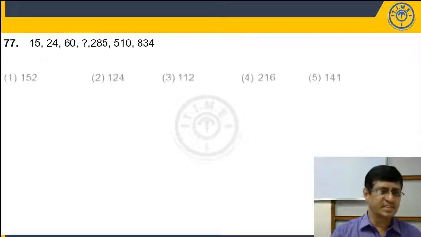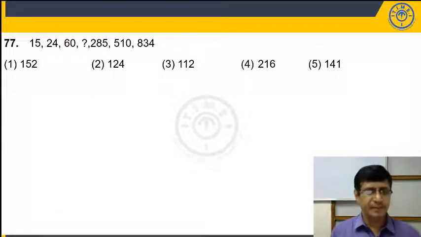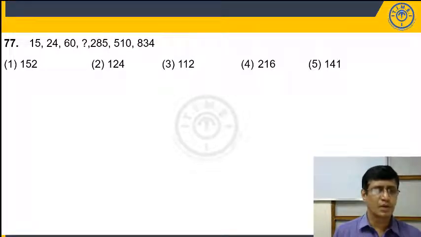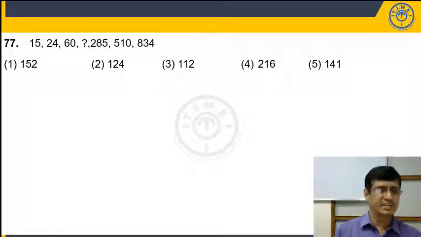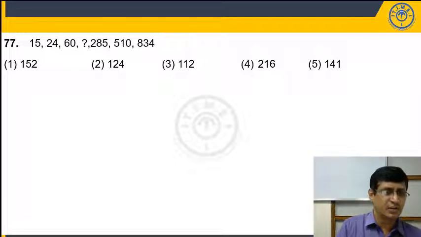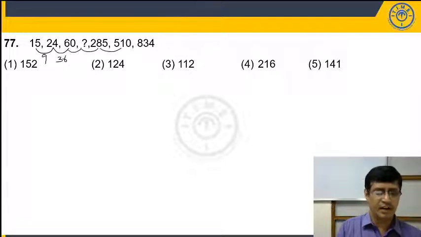Now look at the next example. 15, 24, 60, question mark, 285, 510, 8, 34. So what is the difference here? By using the difference in 9, 36, it is not known, whereas the other one is 225 and it is 324.